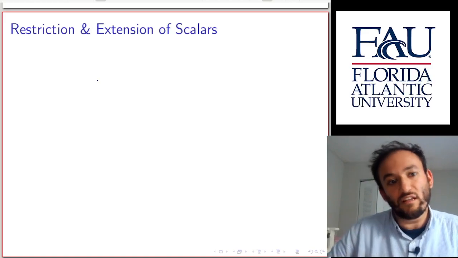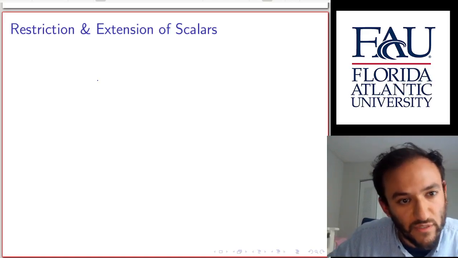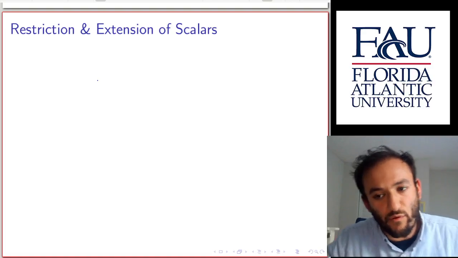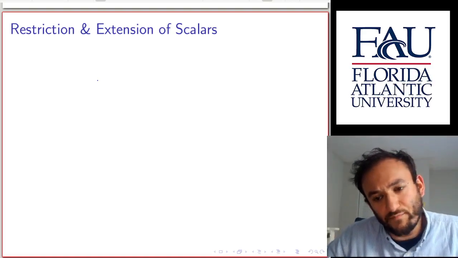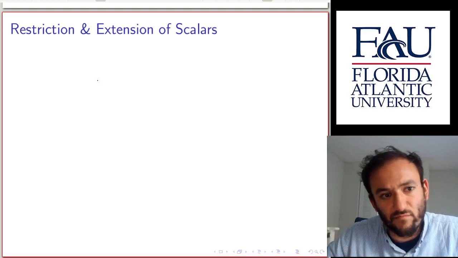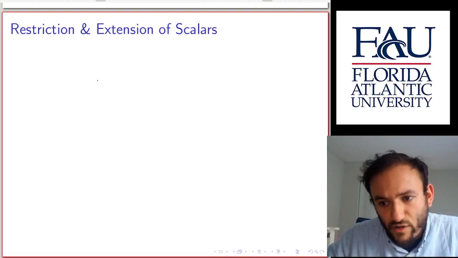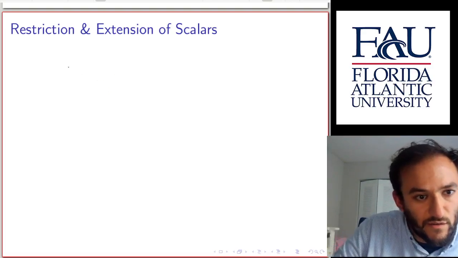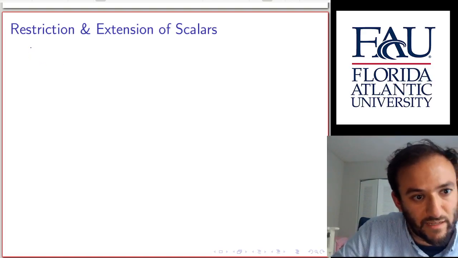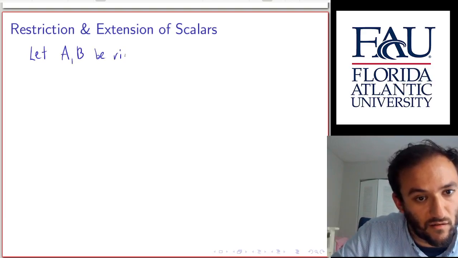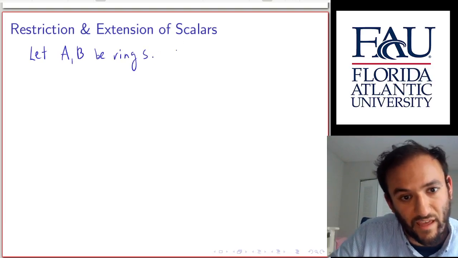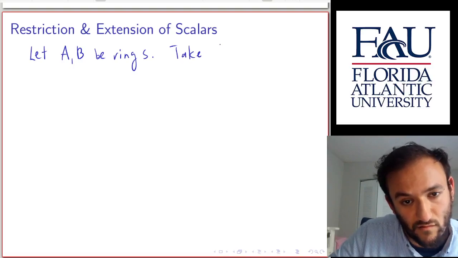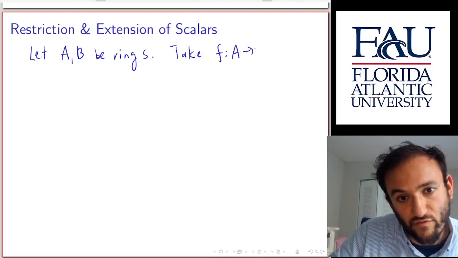Okay, now let's think about restriction and extension of scalars. So we spoke about this a little bit when we were first exploring rings, and we talked about contracting ideals and extending ideals. So let's give ourselves a similar setup. So suppose we have rings A and B, and we have a homomorphism f from A to B.